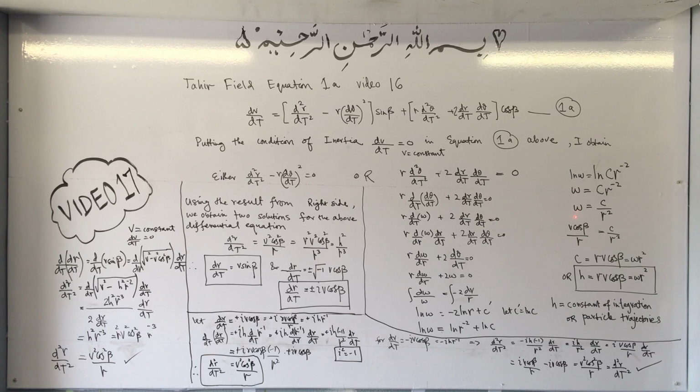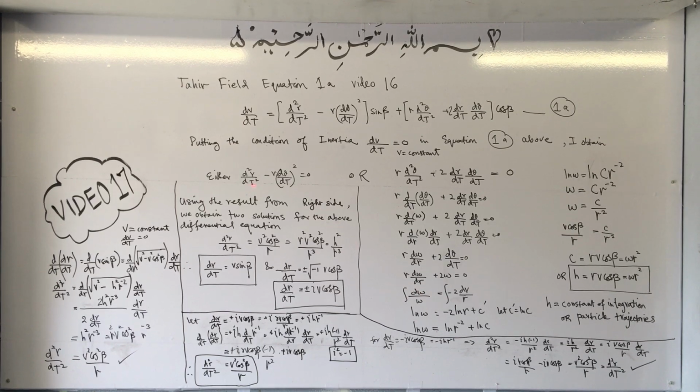So putting the value of omega, which is d theta over dt, because r d theta over dt is equal to v cos beta, so d theta over dt is equal to omega is equal to v cos beta over r is equal to c over r square. So c is equal to r v cos beta is equal to omega r square. We can call it h, because it's a constant of integration, or a constant of trajectory of the particles. So h is equal to r v cos beta is equal to omega r square. This form we don't use too much, but we use this form very much, a lot of times. h is equal to constant of integration, or a constant of the particle trajectory.